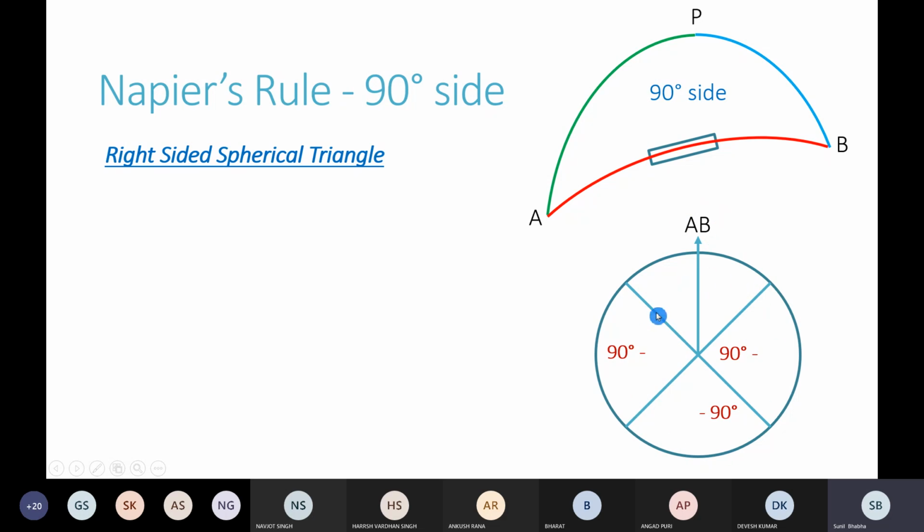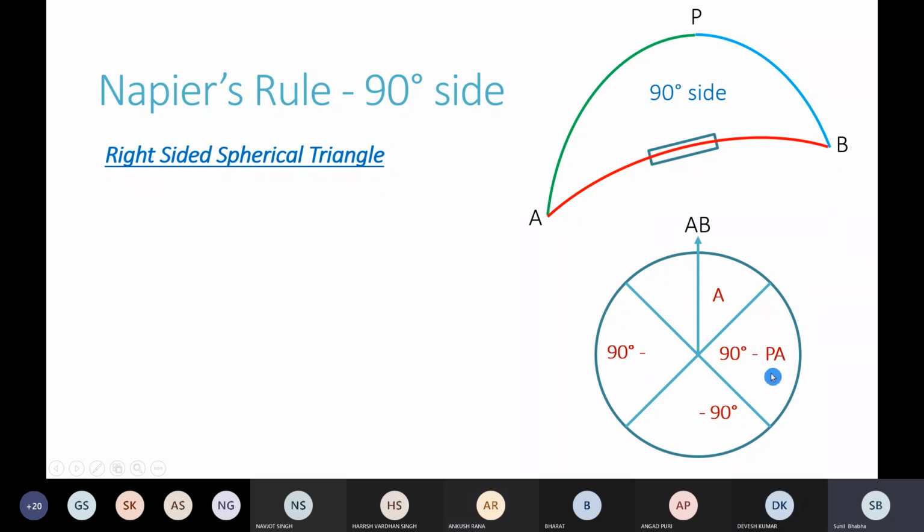Now you can move clockwise or anti-clockwise as you like. So can you tell me, after AB, what will come next, beta? Going clockwise? Angle A. Angle A, sir. Very good. So you will have angle A. Going clockwise from here, we have filled in angle A. Then the next one is side PA. 90 minus PA. Very good.